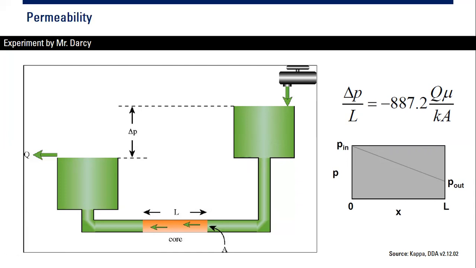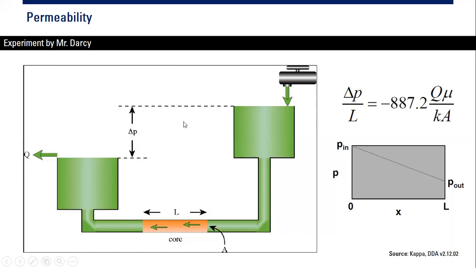Darcy concluded this formula. Delta P divided by L, the length of the core, is minus 887.2 multiplied by the flow rate Q and the viscosity of the fluid, divided by something multiplied by the area. And this something is actually the permeability.